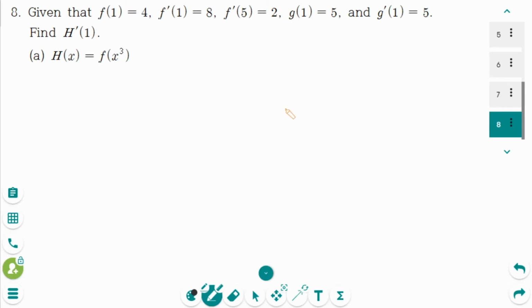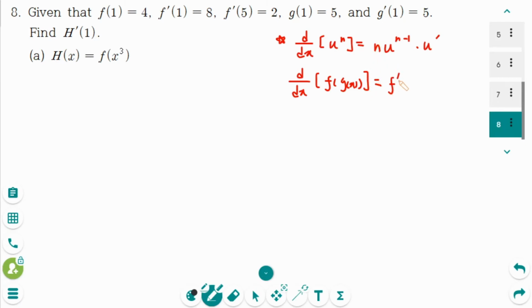This is the last question. d/dx of e to the power of n equals derivative of outer function, keep the inner function, times derivative of the inner function, or f of g of x equals derivative of the outer function, keep the inner function, times derivative of the inner function.